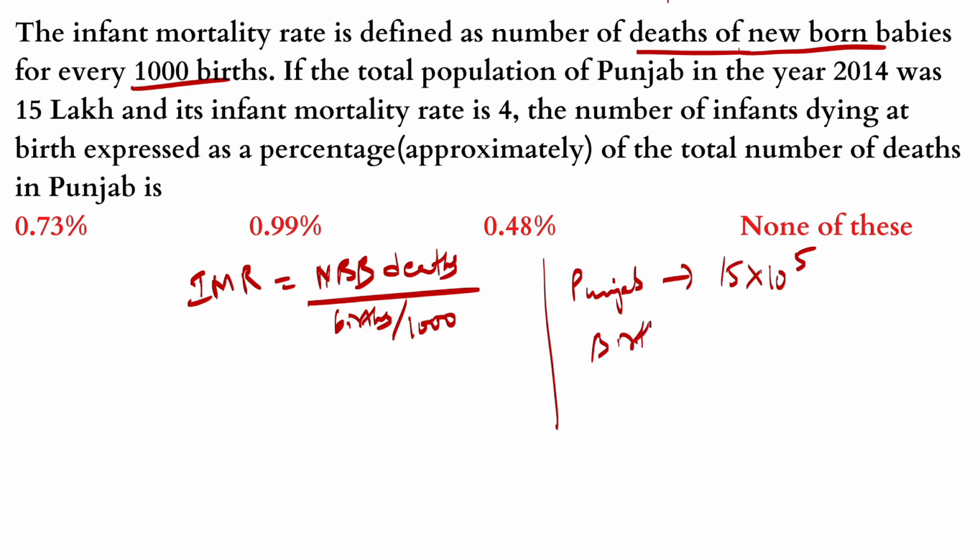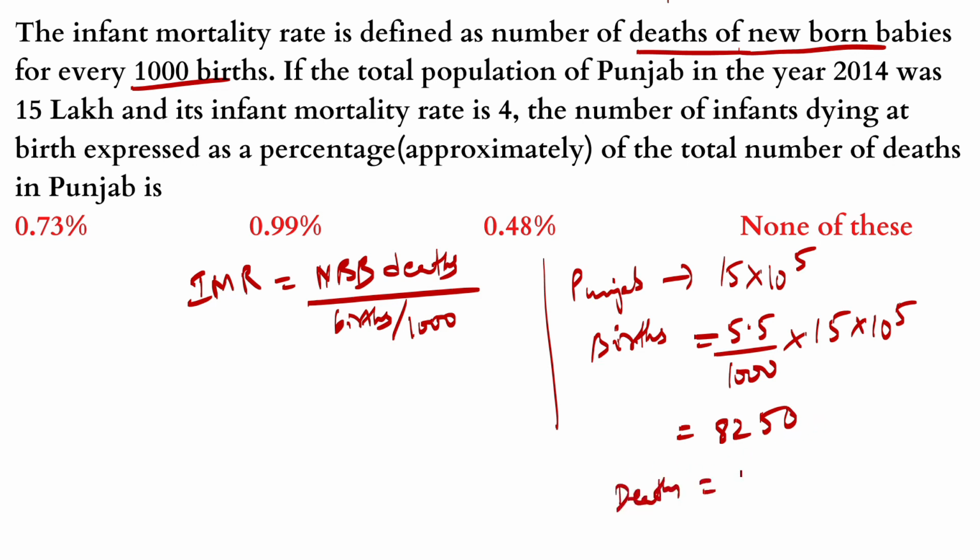So the births are 5.5 by 1000. So this is for 1000, but we must calculate for 15 lakhs. So 15 into 10 power 5, this is going to be 8,250. So 82.5 into 10 power 2, which is 8,250. What about the deaths? Death rate is 3 per 1000, but we have to calculate for 15 lakhs. So 15 into 10 power 5, this will be equal to 4,500. This is births, this is deaths for 15 lakhs.